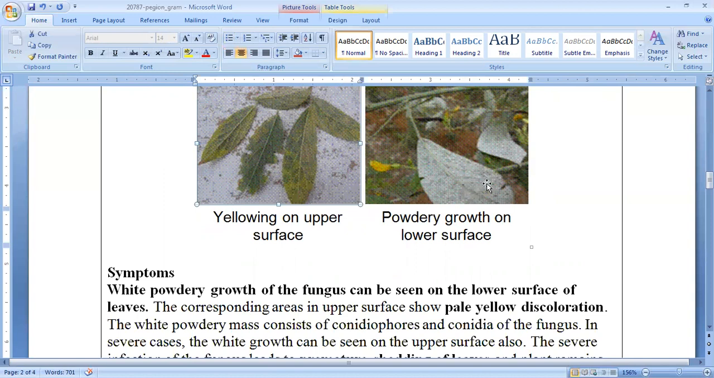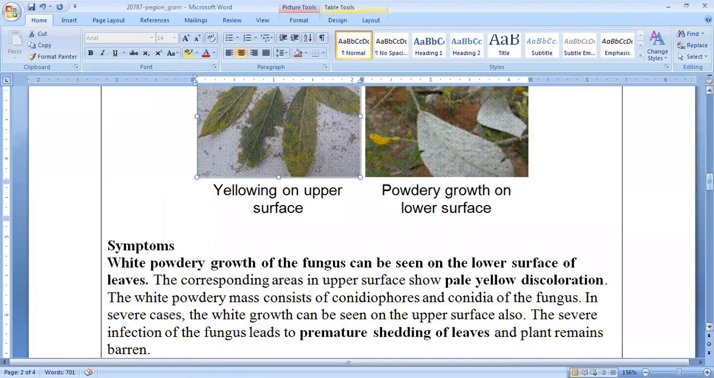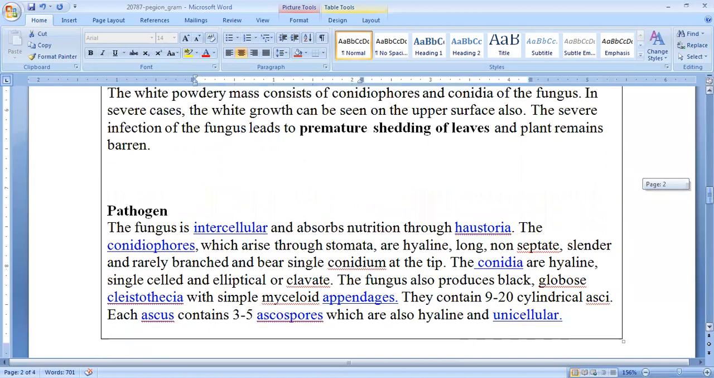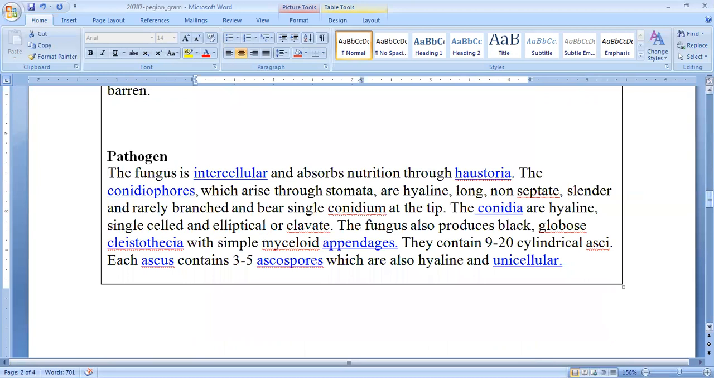Now, this white powdery growth is due to the conidiophores and conidia. And when there is severe infection, this white powdery mass is also seen on the upper surface. Sometimes premature shedding of leaves also takes place, leaving the plants devoid of leaves. The pathogen is intracellular and absorption of nutrition takes place through haustoria. The conidiophores arise through stomata and they are hyaline, long, non-septate, thin, slender, and rarely branched.